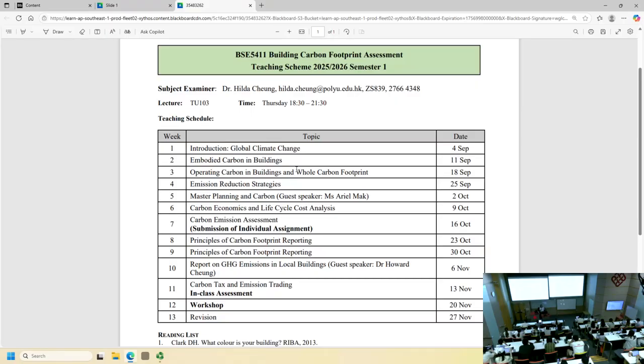So this subject is carbon footprint, and carbon is about carbon dioxide. Carbon footprint is the carbon dioxide, together with other greenhouse gas emissions. There are different kinds of carbon emission, for example, the embodied carbon, and then in week 3, operating carbon. Embodied carbon, operating carbon, and transport carbon together give us the whole carbon footprint. This is a concept to assess the carbon emissions for a building, including embodied carbon, operating carbon, and transport carbon.